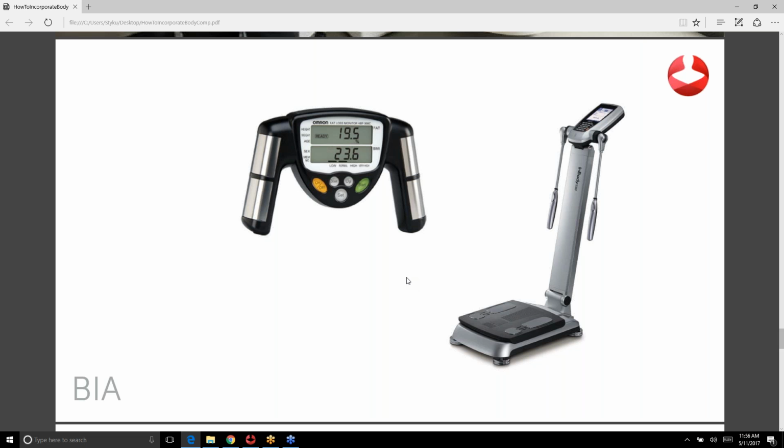What's happening is it's measuring water. It's measuring to some degree the impedance, which is some representation of how much water is likely in your system. Now, since the amount of water in your system can be correlated with the amount of fat in your system, they again use statistical analysis to determine how much fat you likely have in your body.